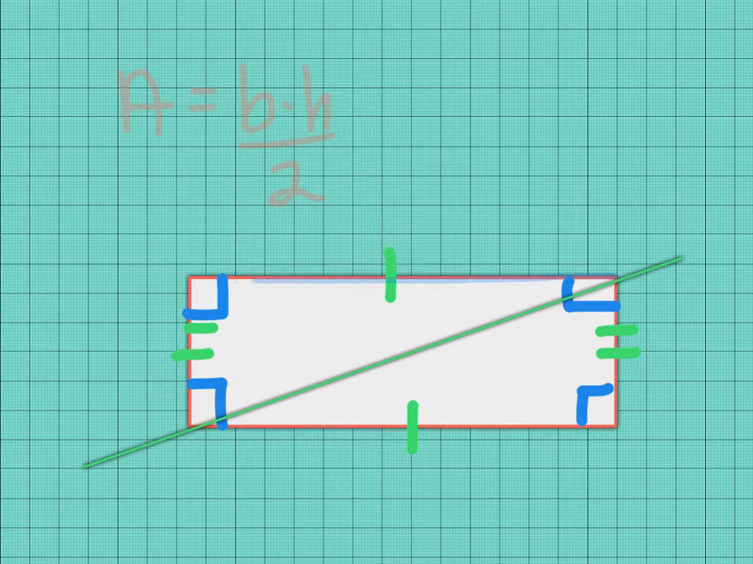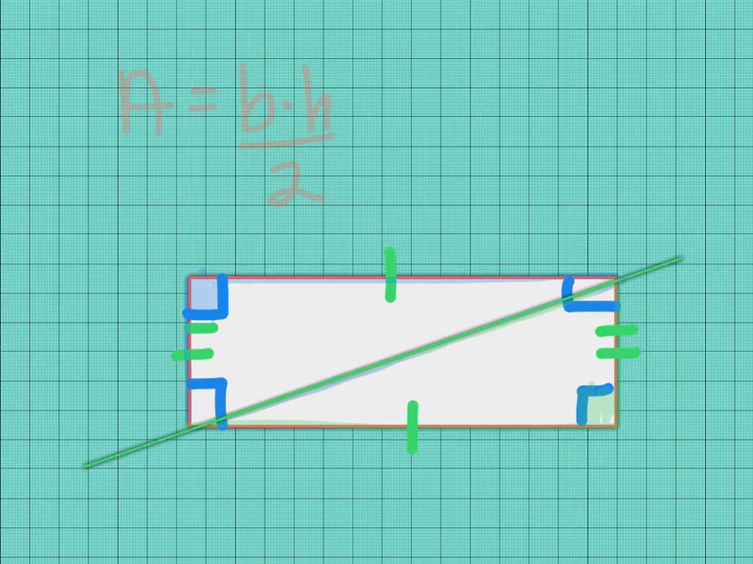Here's one of them. And here is the right angle in that one. And here is the other in green. It's very hard to see, sorry about that. And there's the right angle in that one.